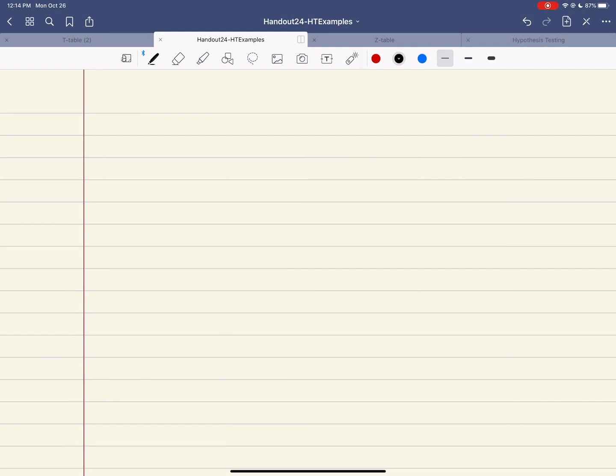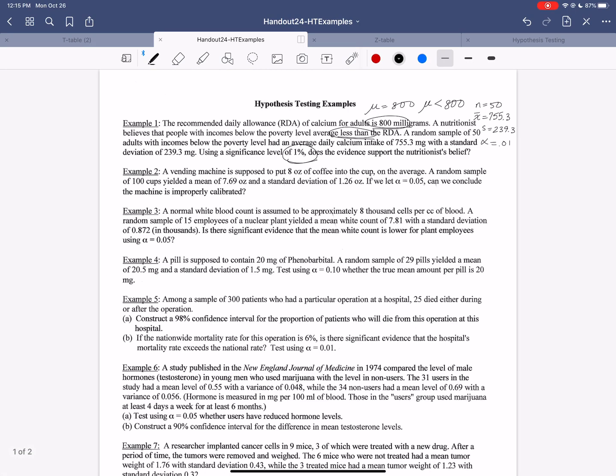Okay, so first step, this is problem number 1. The null hypothesis, like we said, is mu equals 800. The alternative is mu is less than 800. And alpha here, we were told, is 0.01. So let's go back here. Sample size is 50, which means that it's greater than 30.